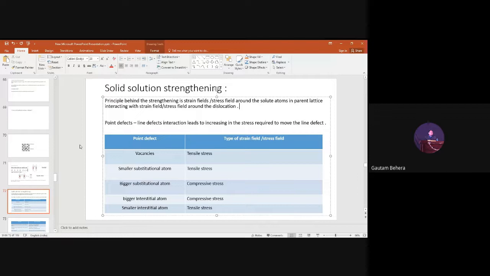Suppose just the opposite. If you have a bigger interstitial atom like a carbon atom, the carbon atom going into the octahedral void of the iron. Now, it is a bigger size interstitial atom. So what will happen to the surrounding positions, or what kind of field will be there? Compressive. Compressive field, very good. Why compressive field? What is the justification?